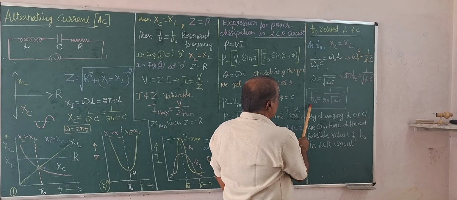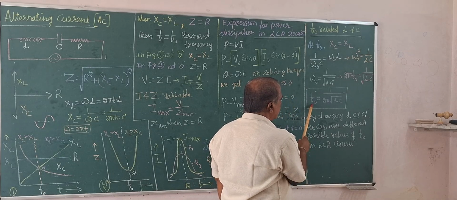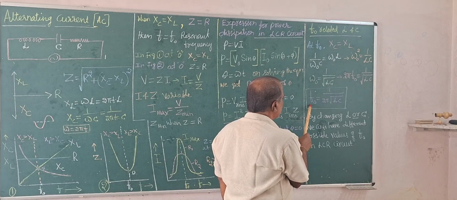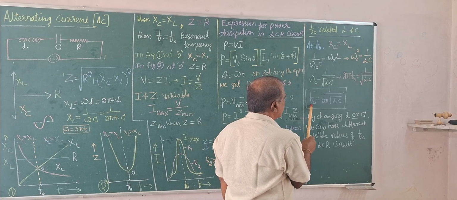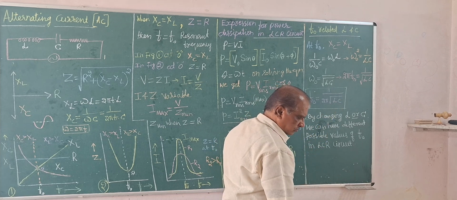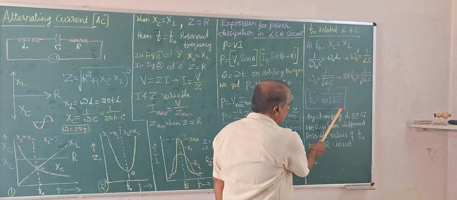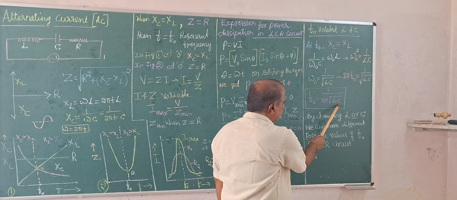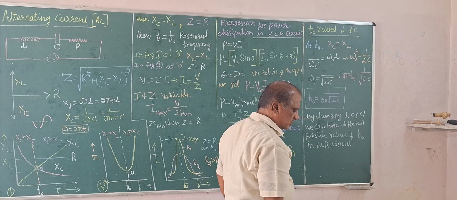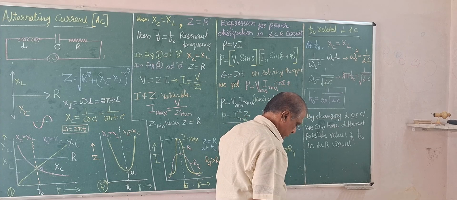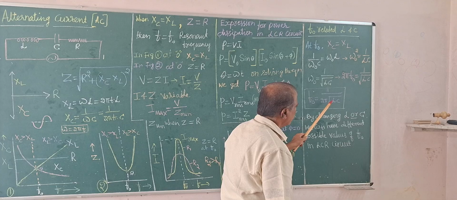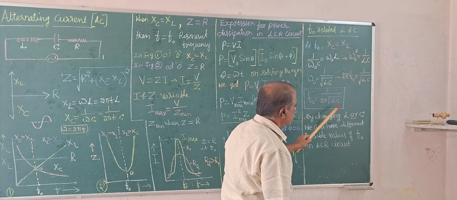Look at this F naught value. F naught value is not a constant value of LCR. It depends on the value of L as well as the value of C. Of course, it is inversely proportional to L and C. As L and C increase, F naught decreases and vice versa. But the value definitely depends on the value of L and C.